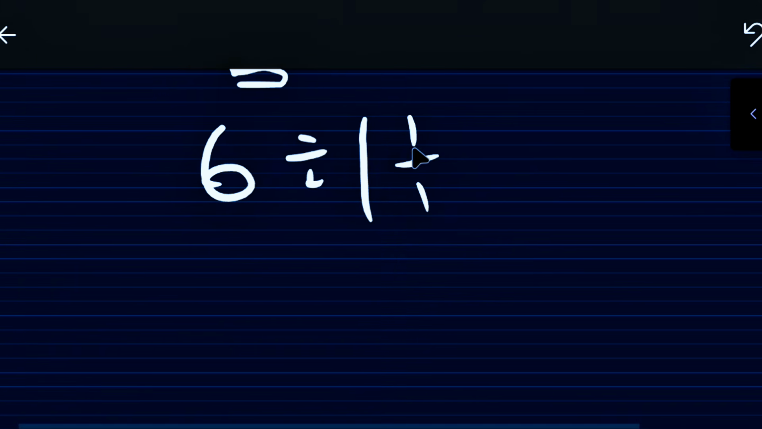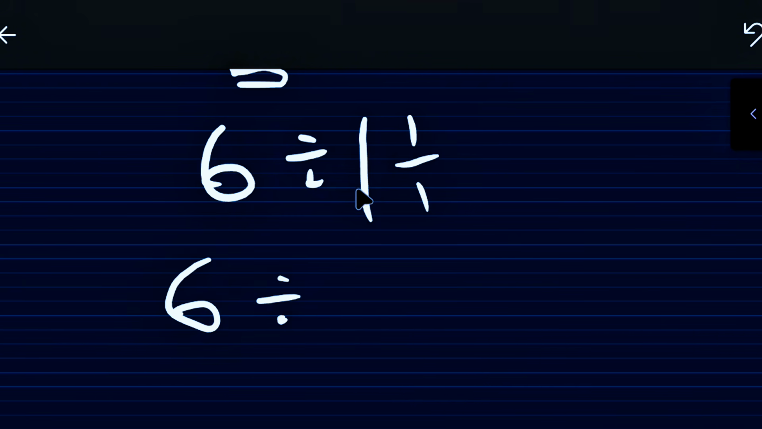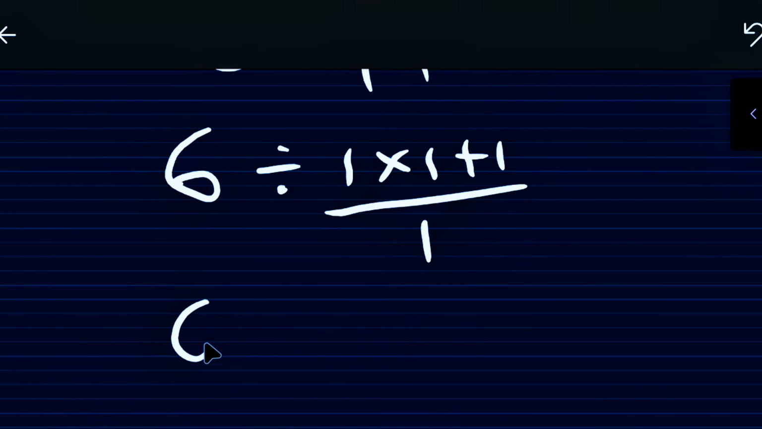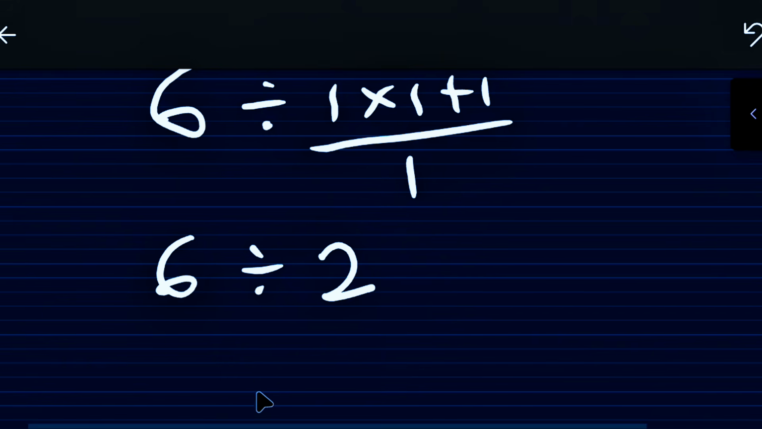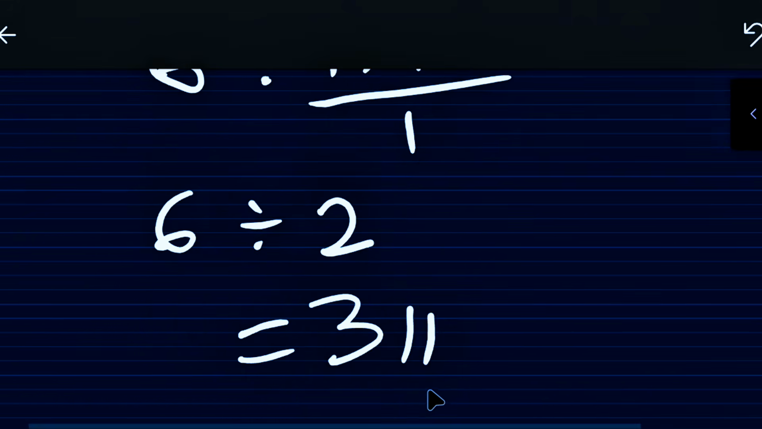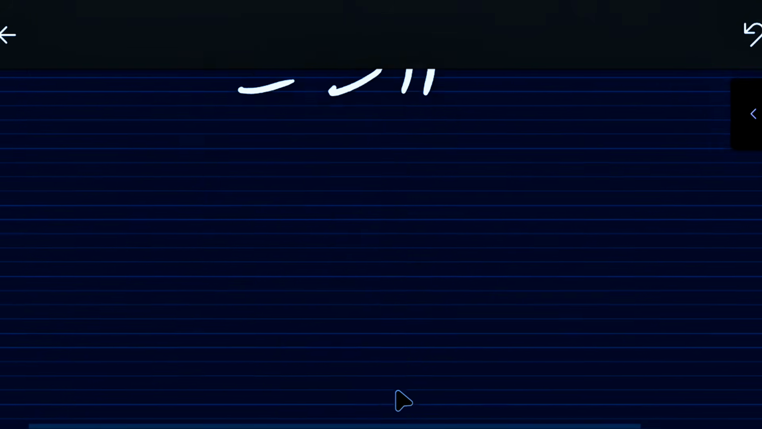So the next thing is for us to change this mixed fraction as well to improper fraction. So we'll have 6 divided by 1 times 1 here. We have 1 times 1 plus 1 divided by 1. We'll have 6 divided by 1 times 1 equals 1 plus this 1 is 2 divided by 1 equals 2. And 6 divided by 2 equals 3. So the right answer is 3, not 5, okay? Now let's look into more questions.